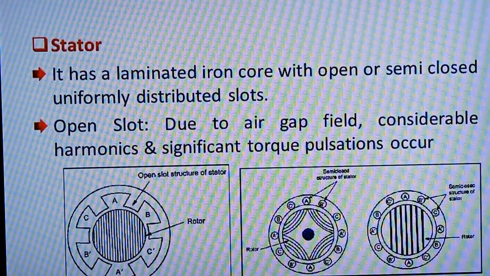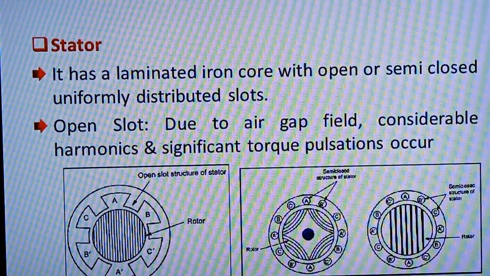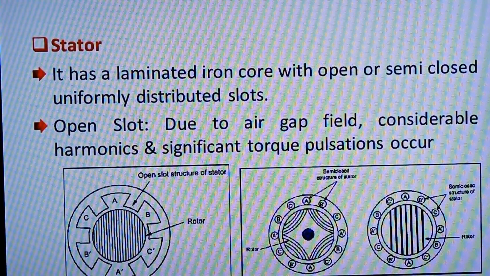First one, stator. The stator has one stator core and the main part, the winding. The stator core is manufactured from several laminated silicon sheets stamped together, and the winding is designed using copper conductors. Then the types of slots.